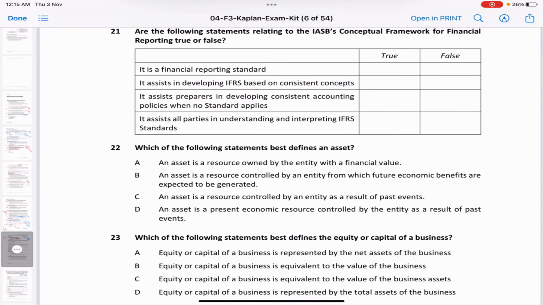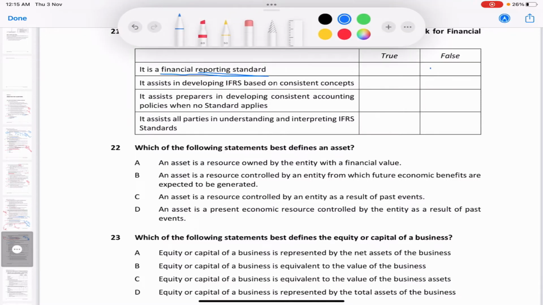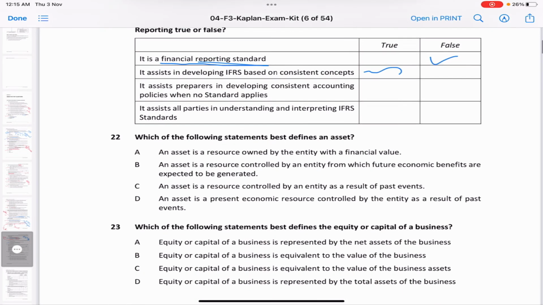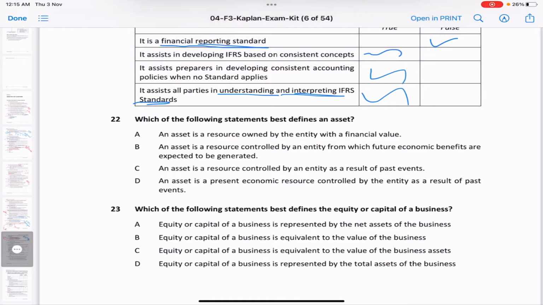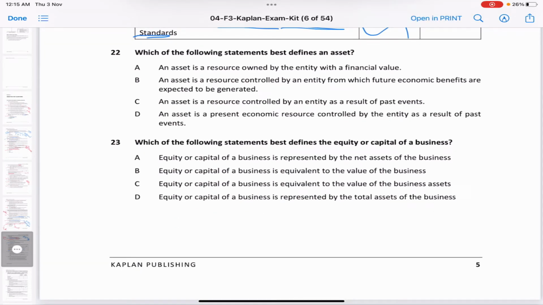Are the following statements relating to the IASB's conceptual framework for financial reporting true or false? So, is it true or false regarding IASB's conceptual framework? It is a financial reporting standard. No. When was it ever mentioned that it is a financial reporting standard? It assists in developing IFRS based on consistent concepts. That is true. It assists preparers in development. Okay, that is also true. Assists all parties in understanding and interpretation. That's also true.